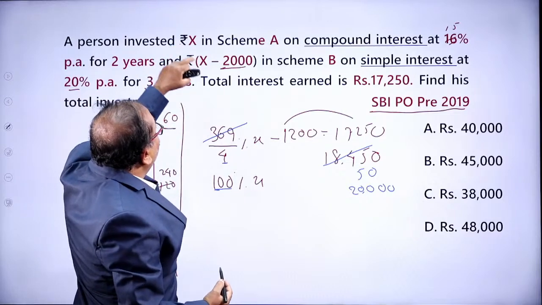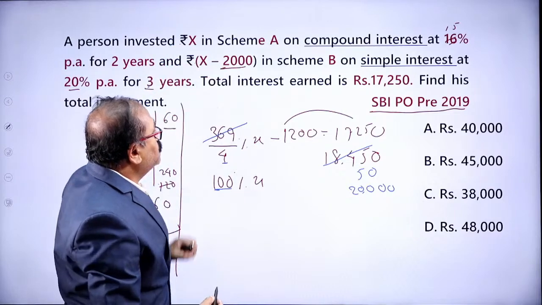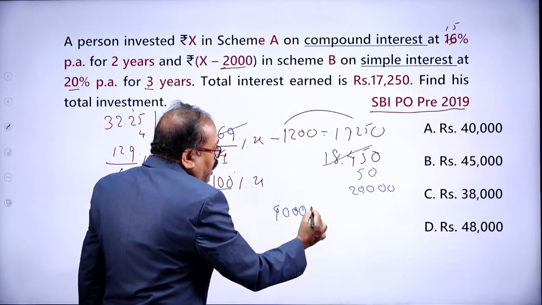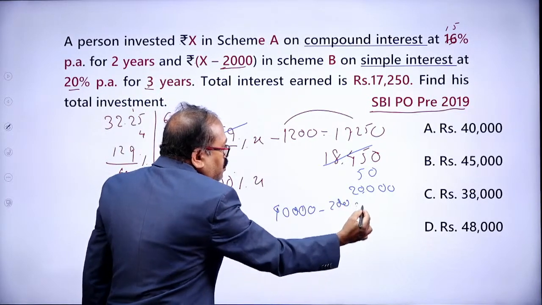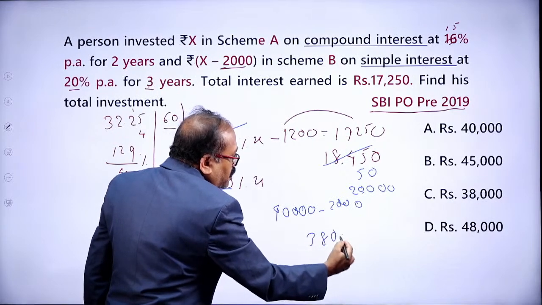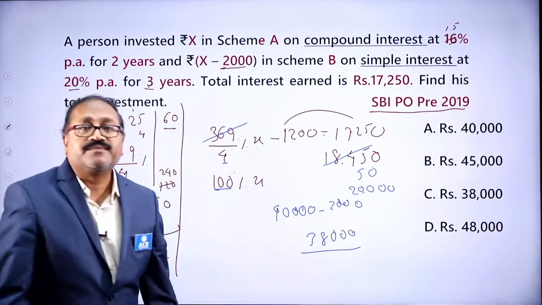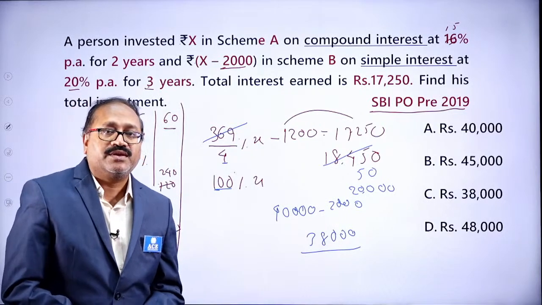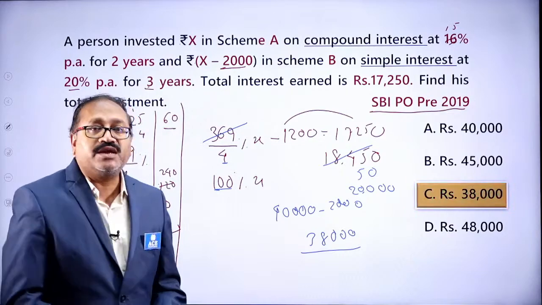So what will be my 2x? 2x is 40,000 and minus 2,000. So it comes 38,000. Here the answer is done. In the best possible way, we can answer these questions in this way. Look at this, 38,000 is there.